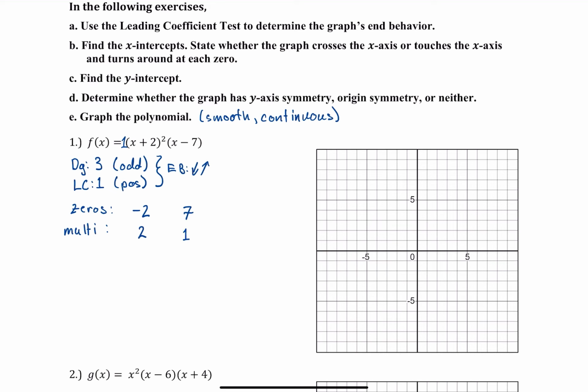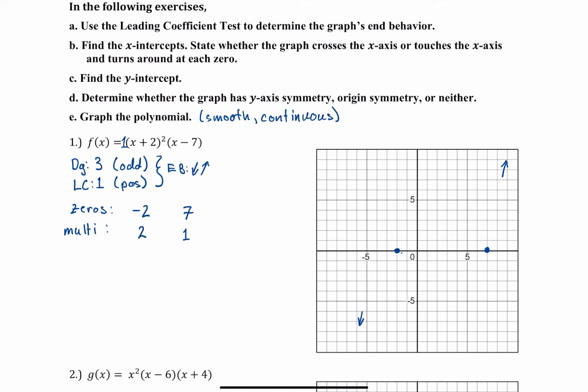So now that we have the multiplicity, we can think about the behavior. So let's go and put the zeros. Negative 2 would be right here. Positive 7 would be over here. We know that there will be an arrow going up to the right and down to the left. So as you go through and do the work here in the middle, you want to make sure that those all align.